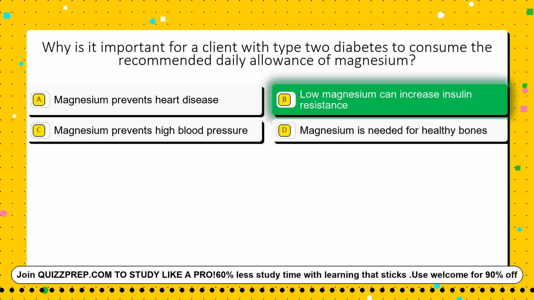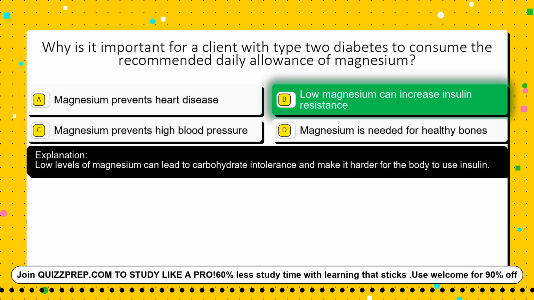The correct answer is option B, low magnesium can increase insulin resistance. Low levels of magnesium can lead to carbohydrate intolerance and make it harder for the body to use insulin.